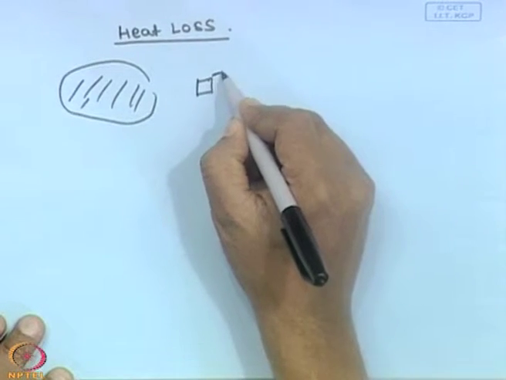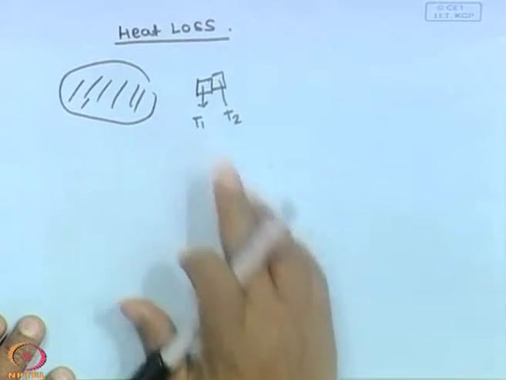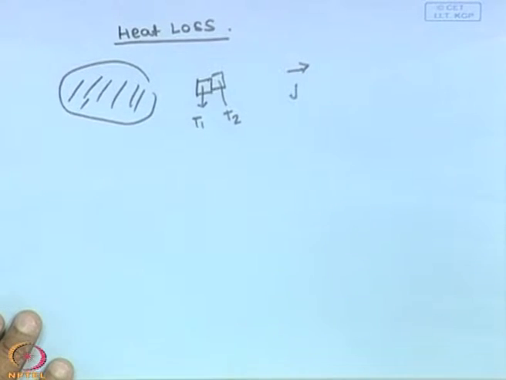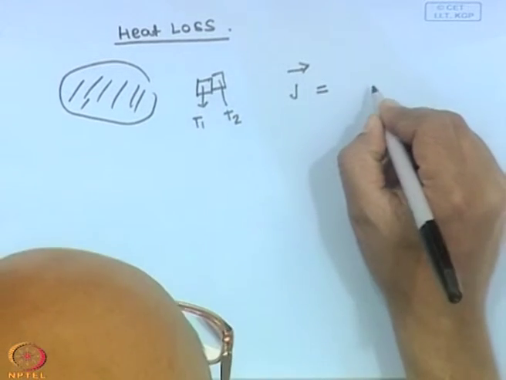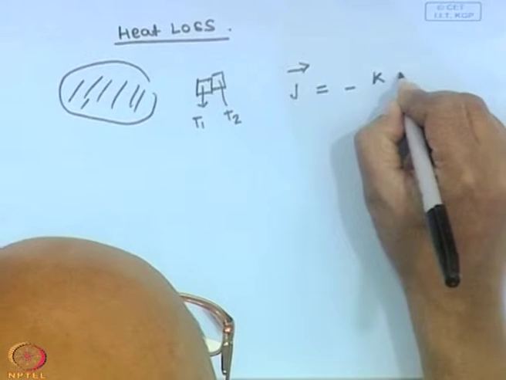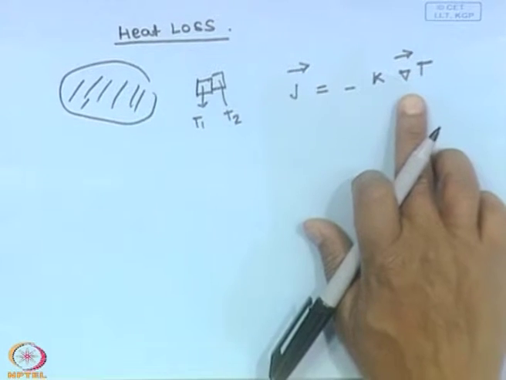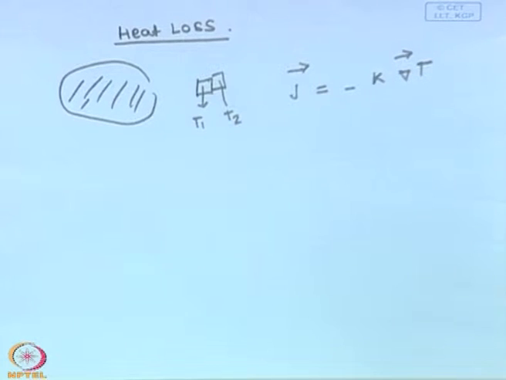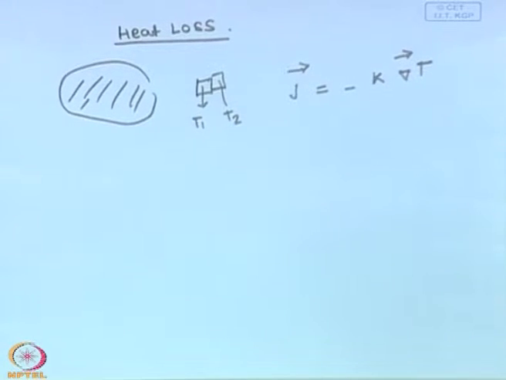Let us just consider this part at a temperature T1 and this part at a temperature T2, slightly different. The conduction current that flows out from this is J, and it is proportional to the rate at which the temperature changes with position. So, the conduction current is minus K grad T. This is the temperature difference. Then you have a conduction current in the opposite direction to the temperature gradient. And this K is the heat conductivity, which is dependent on the material. So, that is the conduction current.